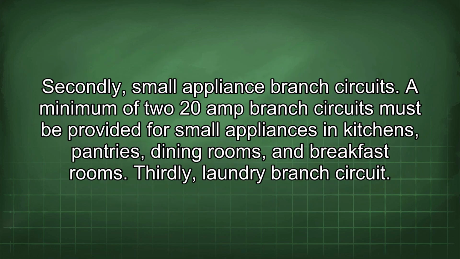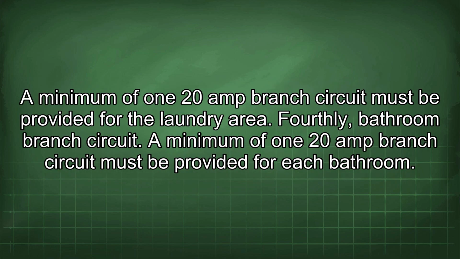Secondly, small appliance branch circuits. A minimum of two 20-amp branch circuits must be provided for small appliances in kitchens, pantries, dining rooms, and breakfast rooms. Thirdly, laundry branch circuit. A minimum of one 20-amp branch circuit must be provided for the laundry area. Fourthly, bathroom branch circuit. A minimum of one 20-amp branch circuit must be provided for each bathroom.